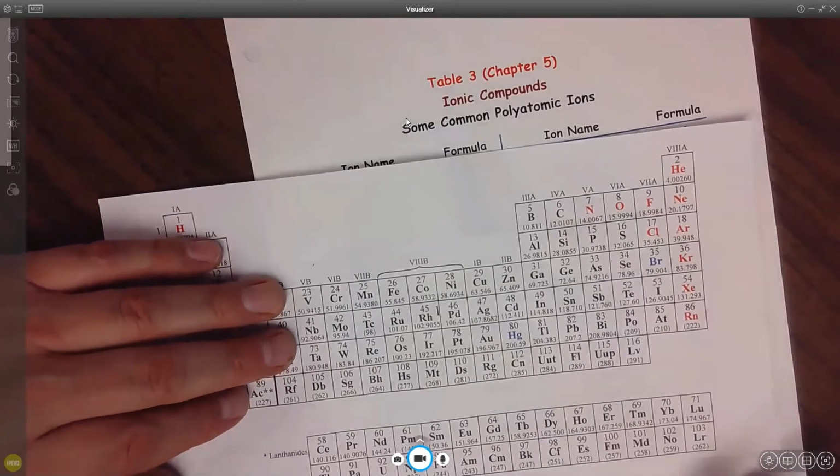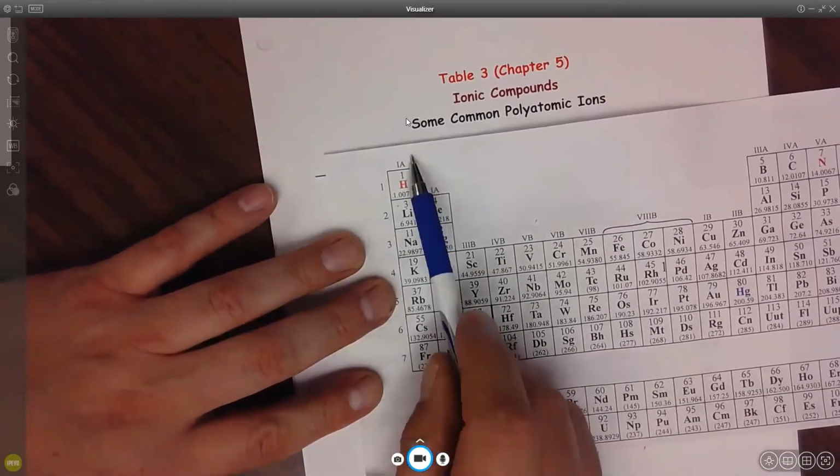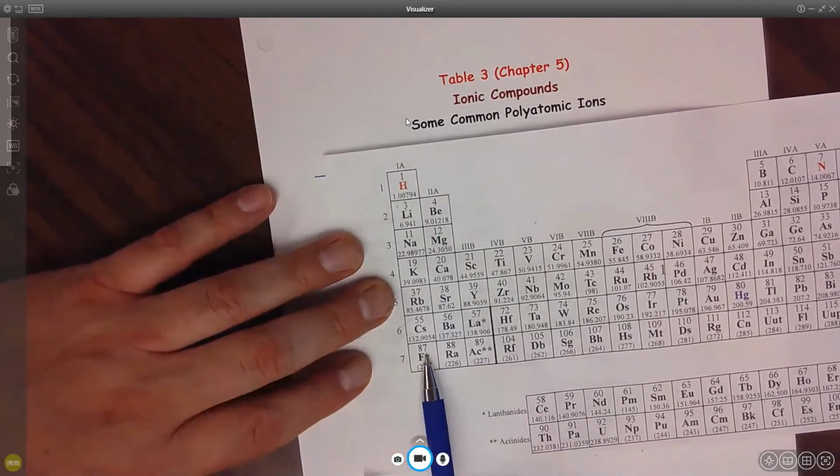Okay. The metals, on the other hand, always lose electrons. So the main group, group 1, they always lose a single electron to form +1.